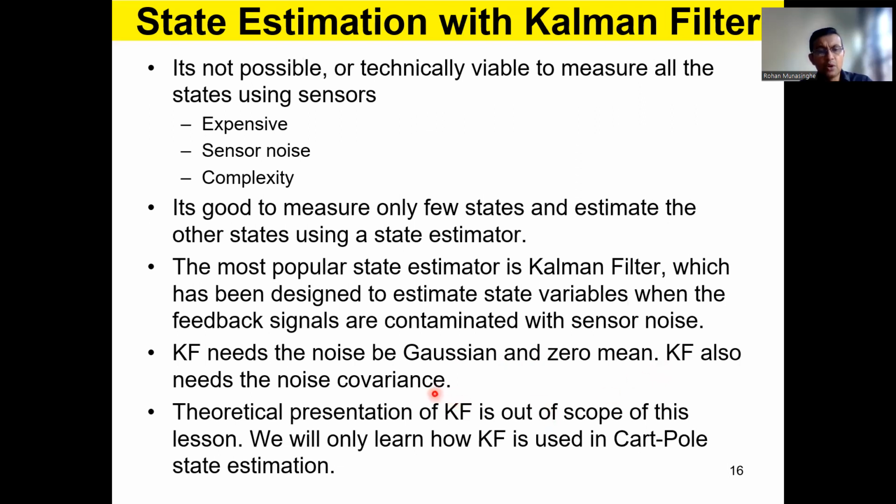And also it needs a noise covariance, meaning the variance. How wide the noise distribution bell shape curve is, whether it's a very steep one, narrow variance, or a broad one with a bigger variance. So you can have zero mean but very wide variance, big variance, or zero mean with a very narrow variance.